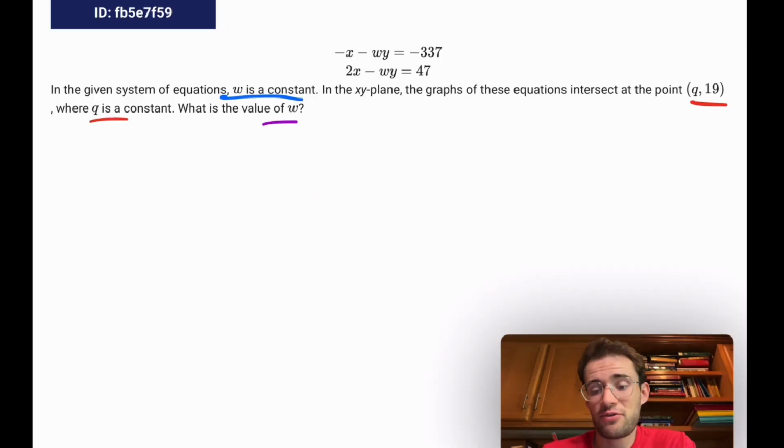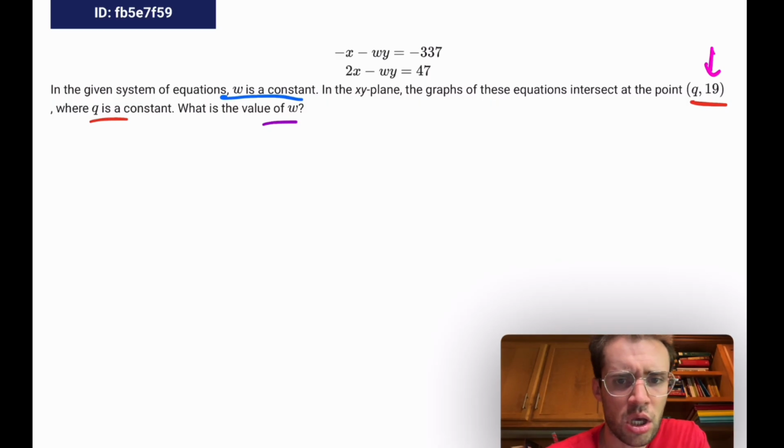So we need to make sure that they are not parallel, for one, and then we also need to make sure that they cross at a y value of 19. They don't actually need us to figure out what the x value of the intersection point is. Like, it doesn't matter. Q can be any constant, but we'll probably end up doing that. We'll see how it goes. But so we have negative x minus wy equals negative 337, and 2x minus wy equals 47.